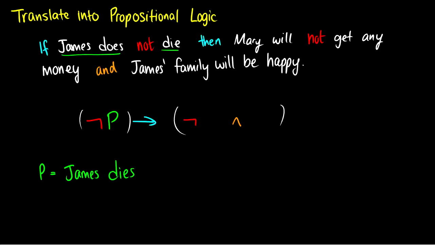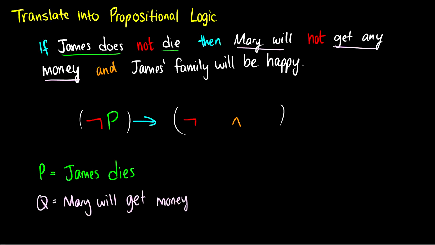So the next proposition, Mary will get any money, would be another statement. We wouldn't include not in there. So let's call that Q: Mary will get money. And I know it says will get any money, but the way that not works in English, it's attached to not. If we say Mary will get any money, that sounds weird in English, so we just left out the any. So Mary will get money, so it'll be not Q, and finally, James' family will be happy.